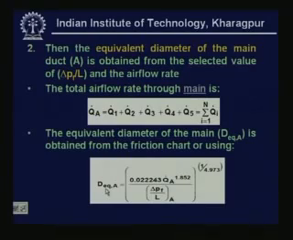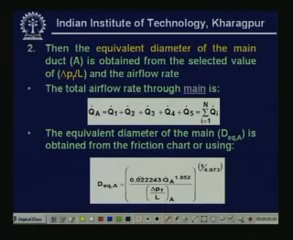So, Q dot A is known from the airflow rates in the different conditioned zones. Then from Q dot A and using the delta Pf by L value, the equivalent diameter of the main duct is obtained, either using the friction chart or using the following equation. I have discussed this equation before. We know this and we have fixed this. So, you can easily find out the equivalent diameter of duct run A.